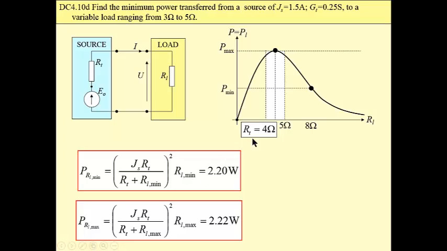So for a resistance of 3 ohm, we have 220 watt power transferred from source to a load, and for 5 ohm resistance we have power slightly greater, 222, which means that the minimum power transferred from this source to load ranging from 3 ohm to 5 ohm is for 3 ohm resistance, and this power is 220 watt.